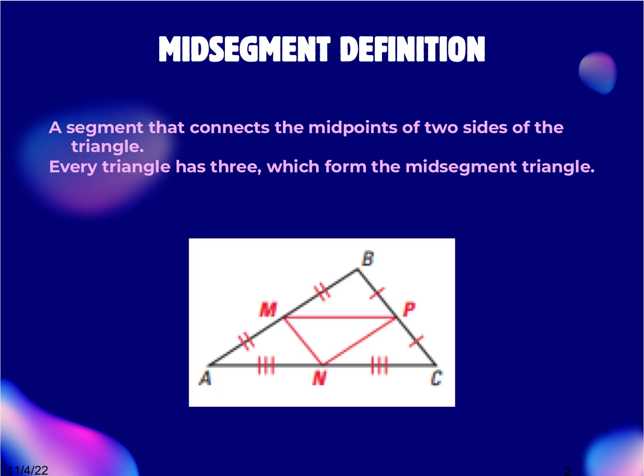So looking at this, it says midsegment definition: a segment that connects the midpoints of two sides of the triangle. We can tell that these are midpoints because we can see that the sides are congruent. Okay, it's cutting my segment in half. So point M, point P, and point N are my midpoints. If I were to connect those midpoints, they give me my segments. In a triangle, there are always 3 midsegments, and those 3 make my midsegment triangle.